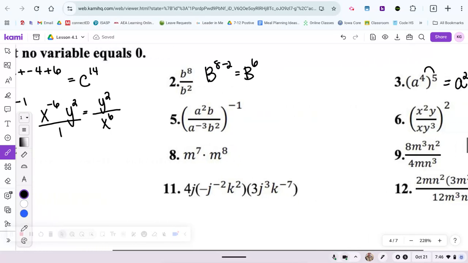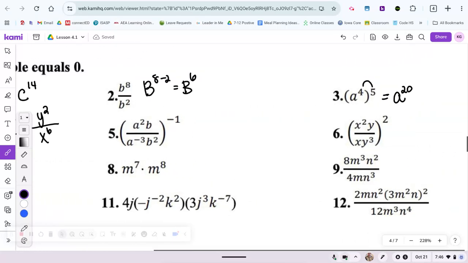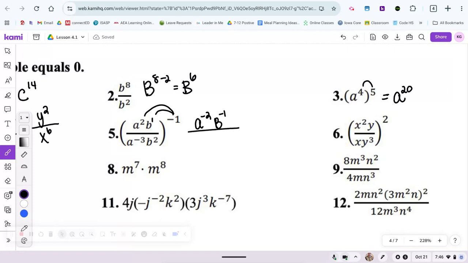Number 5 has quite a few rules going on. I'm going to start by distributing. So this would become a to the negative 2. This would become b to the negative 1 over a to the positive 3, b to the negative 2.